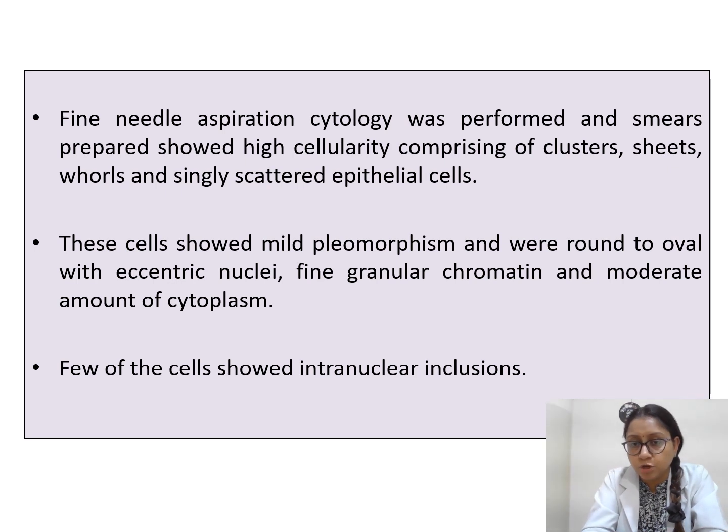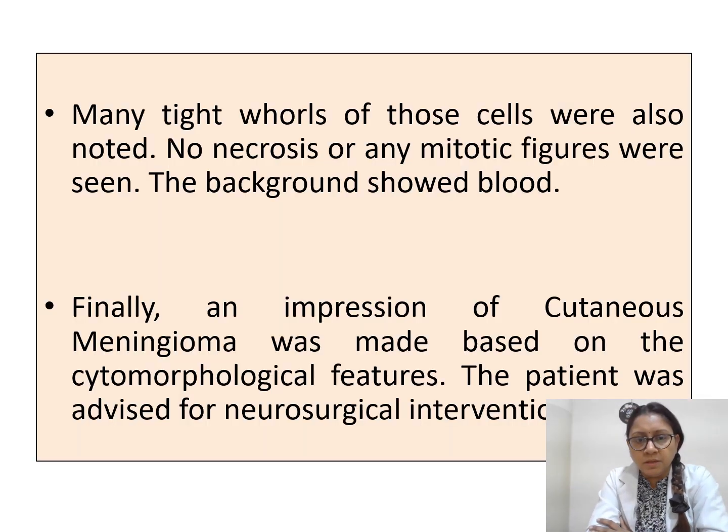Cellularity we note when we get a lot of cells, okay? And it comprised clusters, sheets and whorl pattern. This word is very important here. Like a tight ring, whirling of the cells, the cells were in a whorl pattern, and also singly scattered epithelial cells. When we examine at higher power, these cells showed mild pleomorphism and were round to oval with eccentric nuclei, with fine granular chromatin and moderate amount of cytoplasm. I'll show you the image. In fact, we noted intranuclear inclusions also in these cells. The tight whorls of those cells were seen, with no necrosis or mitotic figures, so not a malignant feature.